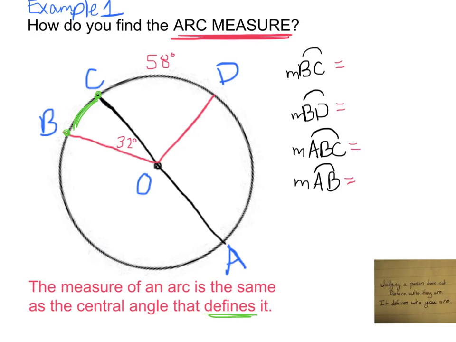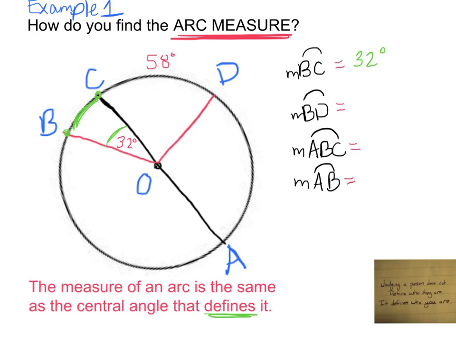So it's created by central angle 32 degrees. So the measure of BC is 32 degrees. And you can see that because this angle creates this arc. It defines that arc. The next arc they ask us to find is the measure of BD.